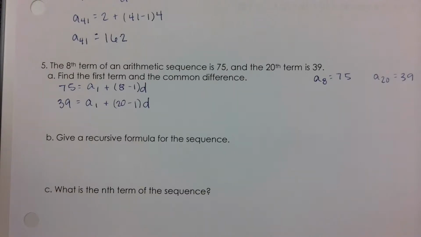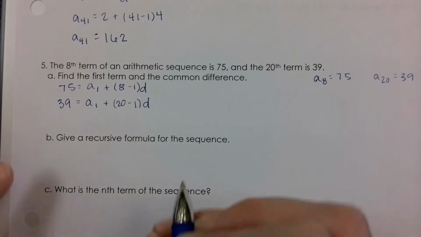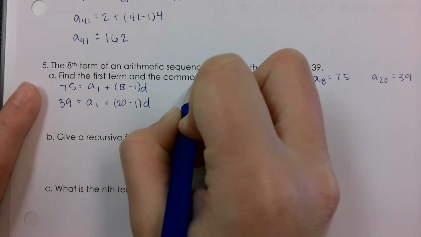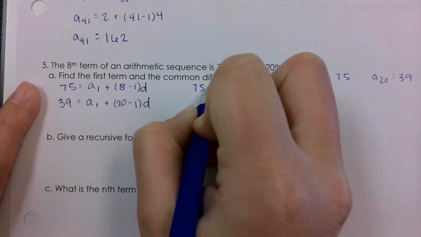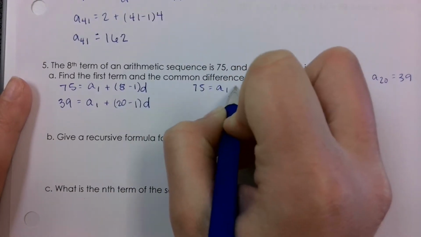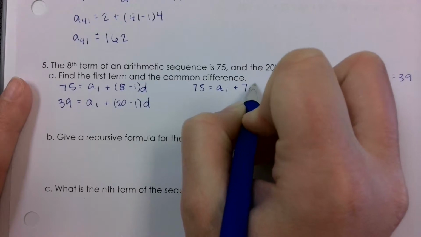Alright, so we can simplify these a little bit, and then like I said, we're going to use systems of equations to solve this. So when you're doing systems of equations, you can do graphing, substitution, and elimination. What do you think we're probably going to use here? Elimination. We'll get there eventually. So we've got 75 equals a sub 1 plus 70.